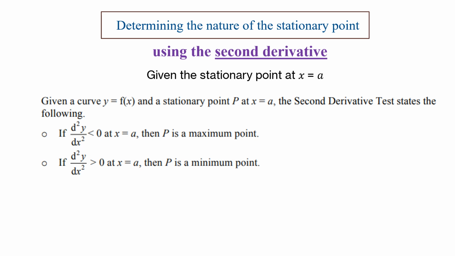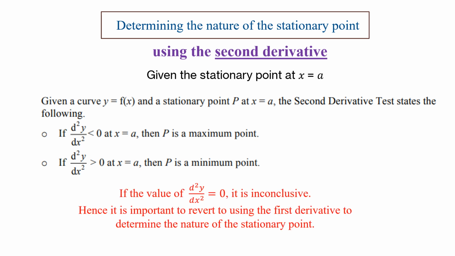But there's a catch here. What is the catch? If the value comes out to be d squared y over dx squared equals 0, it is inconclusive, which means you cannot use this method to determine the nature of a stationary point. So you have to fall back to using the first derivative. So this is the catch. This is something you have to remember.